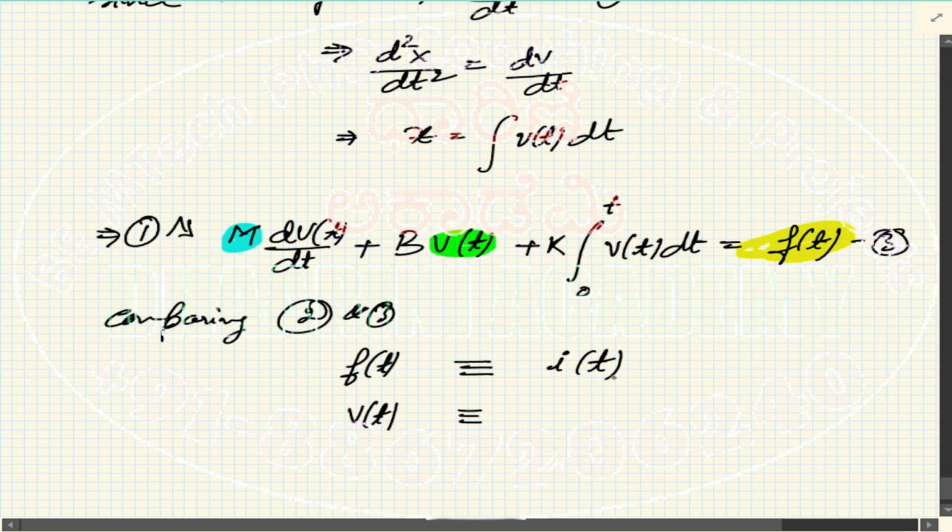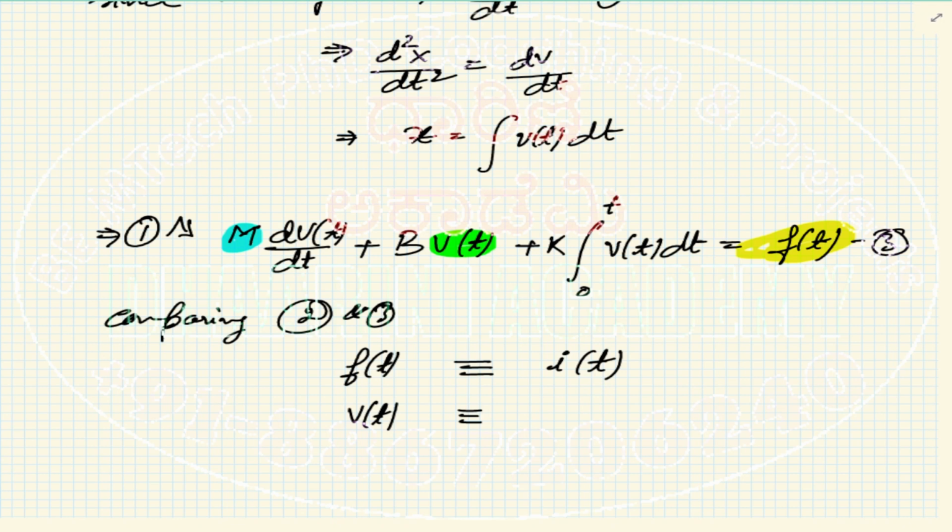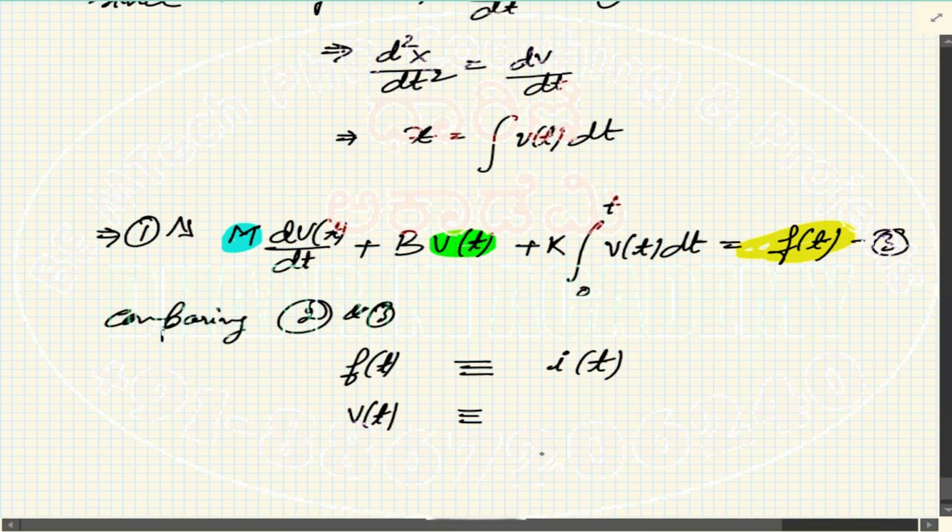Now, there are two different names given. This kind of analysis is called the force current analogy, so force is replaced with the current. V of t is equivalent to this, and that suggests that when you have the mass on one side, it becomes equivalent to the capacitance.